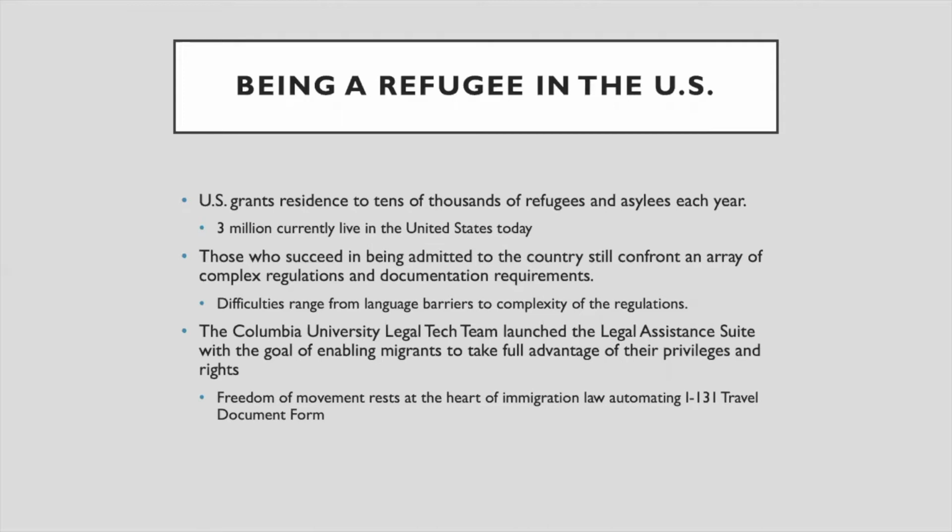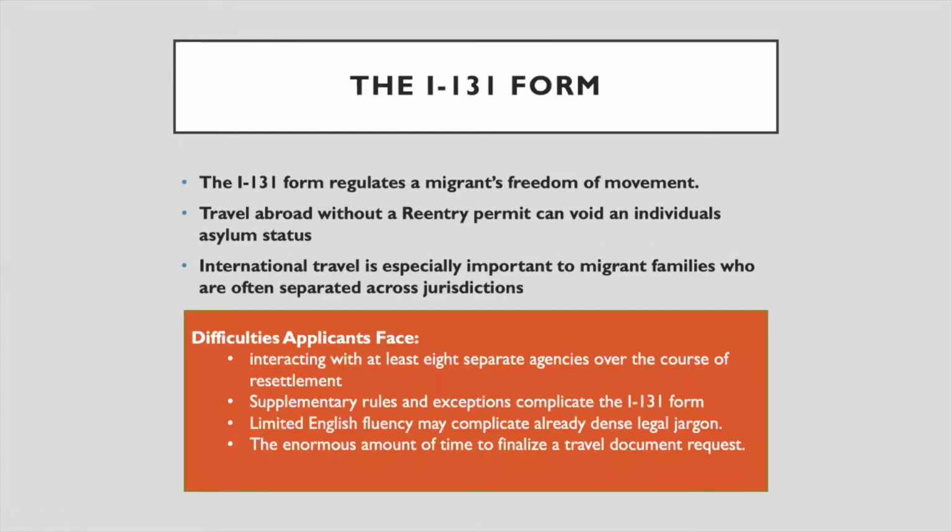Freedom of movement is a philosophical cornerstone of immigration law, which led us towards choosing the I-131 travel document to automate. In order to leave the US for even a short time, refugees and asylees must complete the I-131 application for travel and receive a reentry permit. Leaving the country without a permit can potentially void their status.